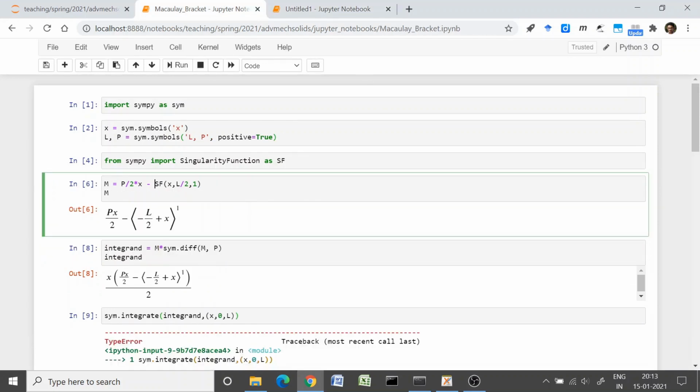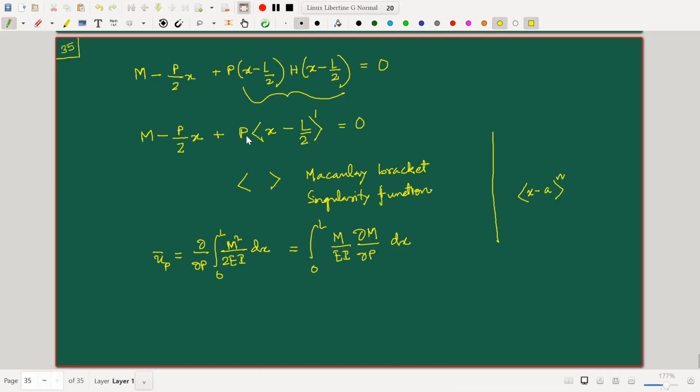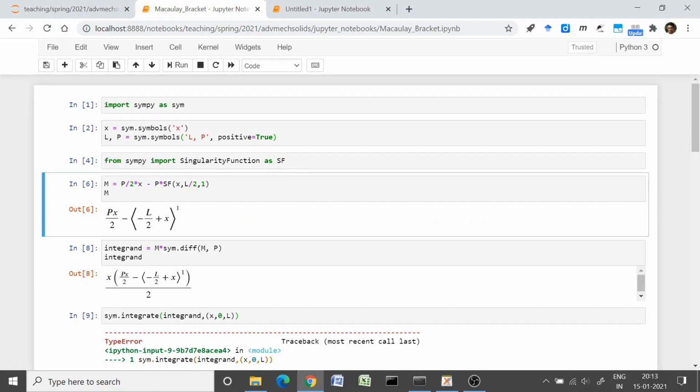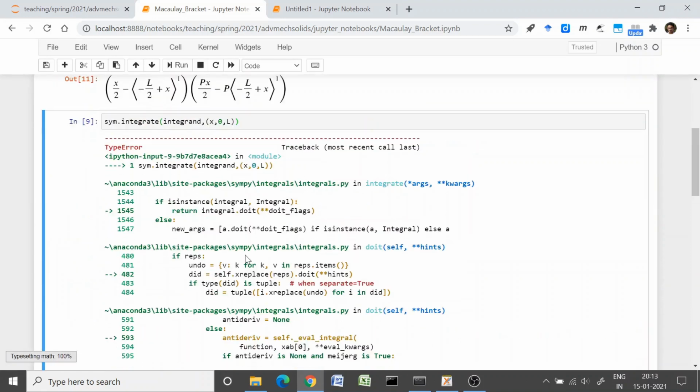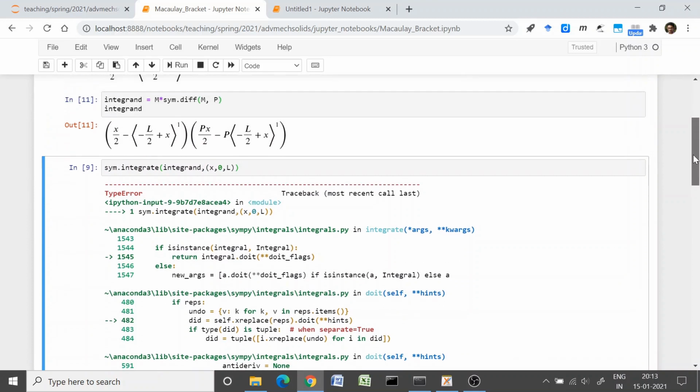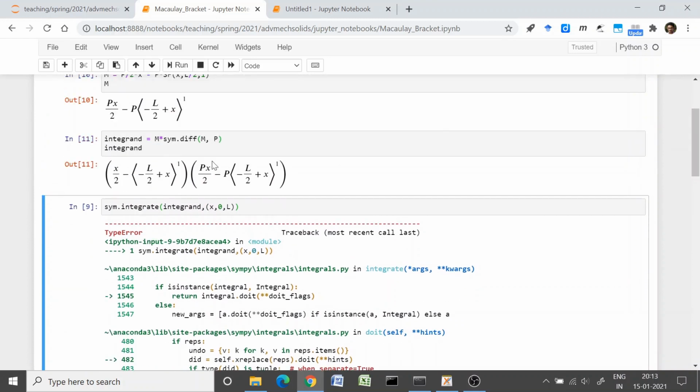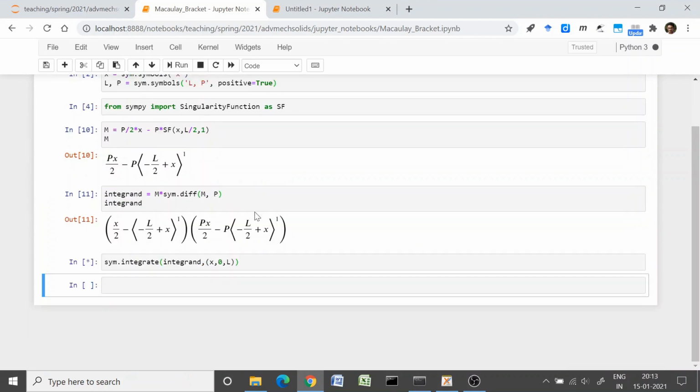This is p into singularity function, because as you note here, this m is equal to p by 2 into x minus p times this Macaulay bracket thing. Okay, so let's just run this thing once more. Okay, so that is our thing. So now you see the integrand is a little bit more complicated, and let's now see what it gives us.